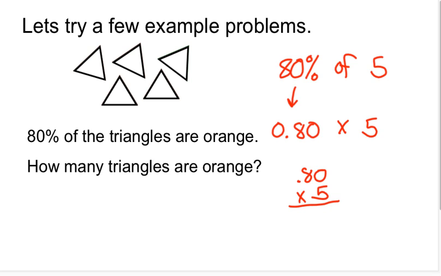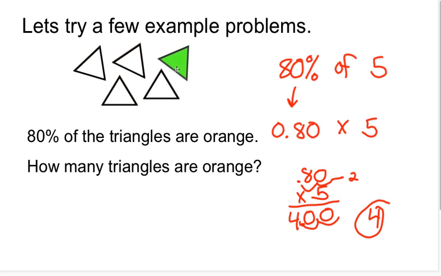So 5 times 0 is 0. 5 times 8 is 40. We have 2 decimal points, 1, 2. So we're going to come over 1, 2 decimal points and put in our decimal point. So we have the whole number 4. So when we reveal the colors, we should have 4 orange ones.